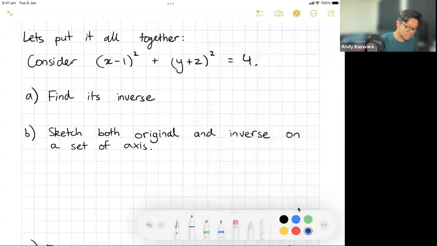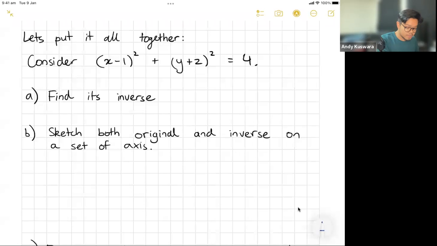So find its inverse. Every time I see x, I'm going to write y. So it'd be (y - 1) squared. And every time I see y, I'm going to say (x + 2) squared, and then equals 4. Nothing else changes, just the x's and the y's swap.